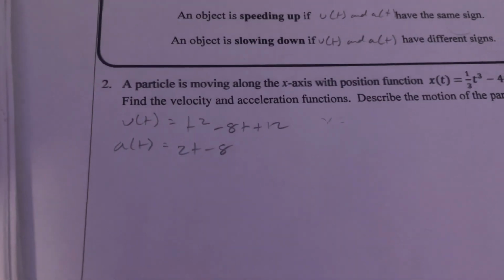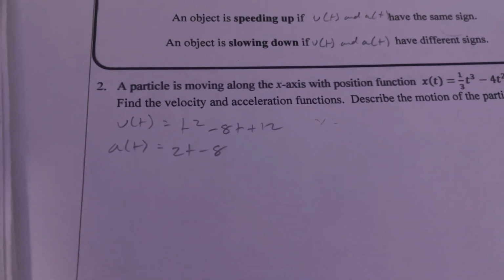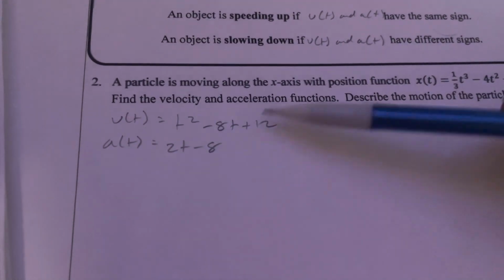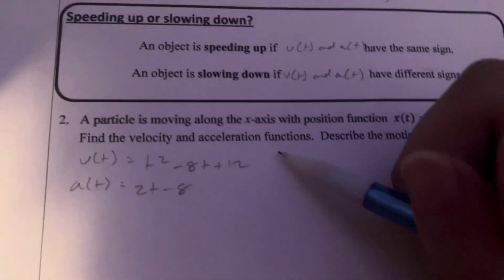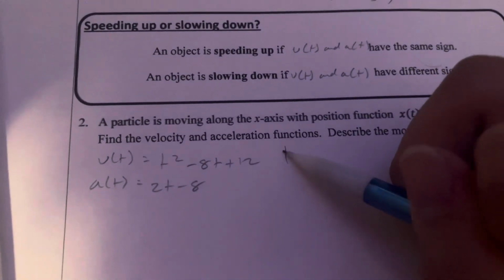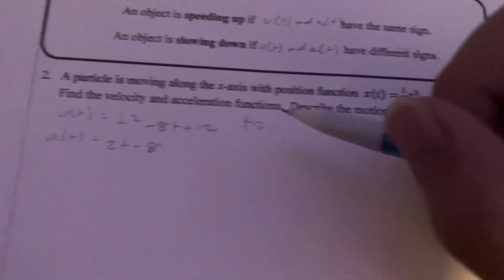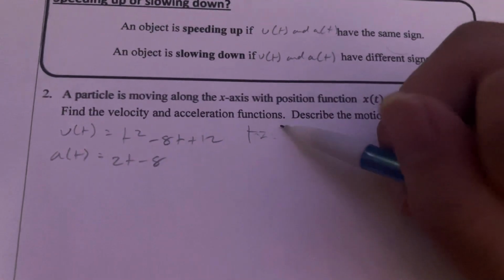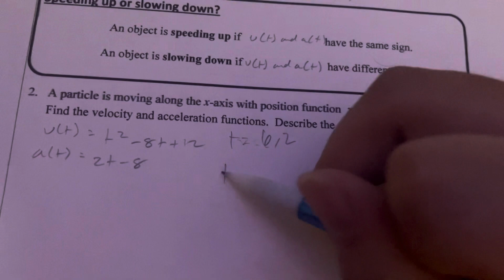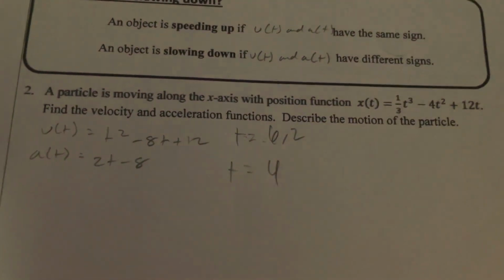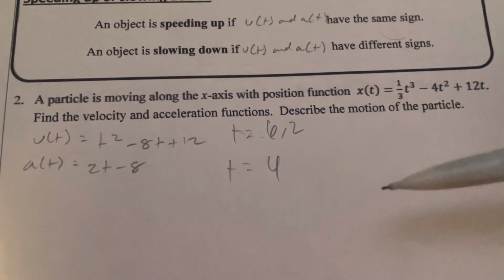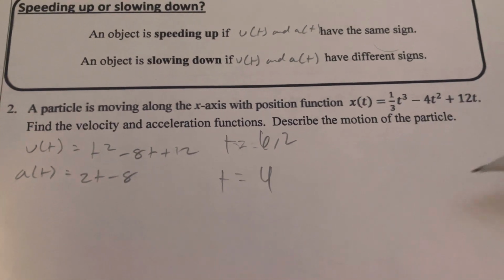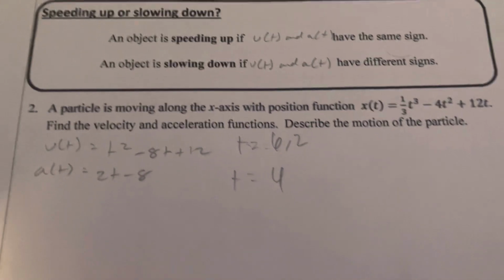Now, when you find when these equal 0, you'll find that t equals 6 and 2, and right here t equals 4. Since these are both positive, the motion of the particle is speeding up.